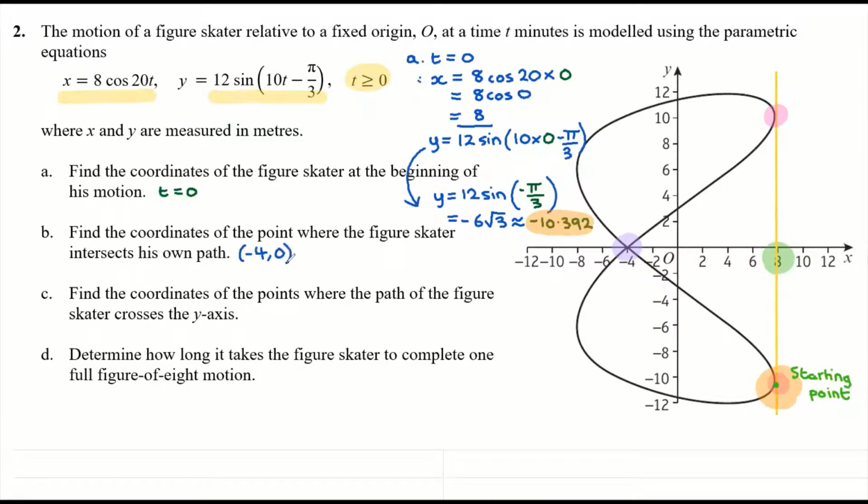But we have to verify this really. It says, find the coordinates of the point. Well, just writing them down isn't really good enough. We can tell from the diagram that it's definitely on the x-axis, so we can see that y is equal to 0. It's not 100% clear that it is bang on negative 4. So what can we do? How can we verify this?